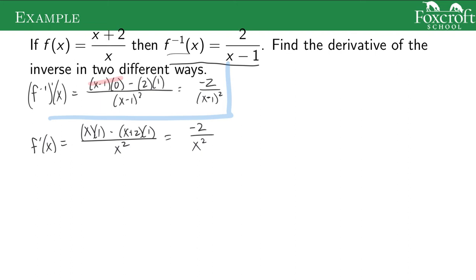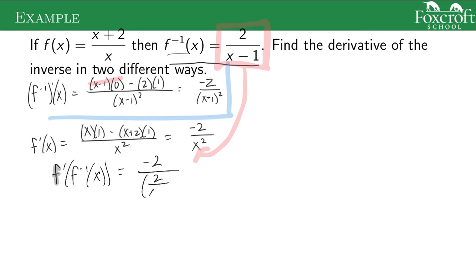Now the next thing to do using the inverse function theorem is I'm going to take my original inverse function and plug it in to my derivative function. All right, so that's going to look like this. That's -2 over, instead of x squared, I'm taking this whole function here and squaring it. I'll just do a little bit of simplifying.